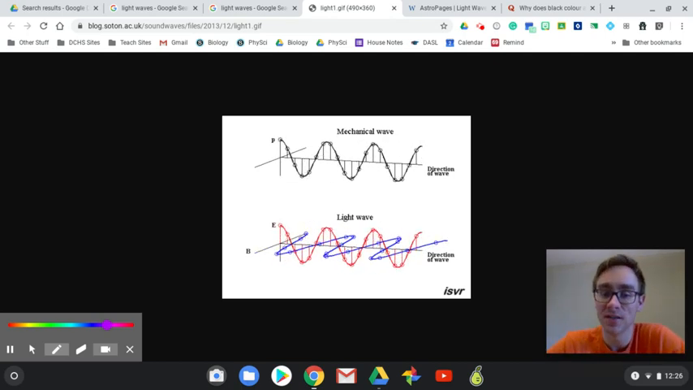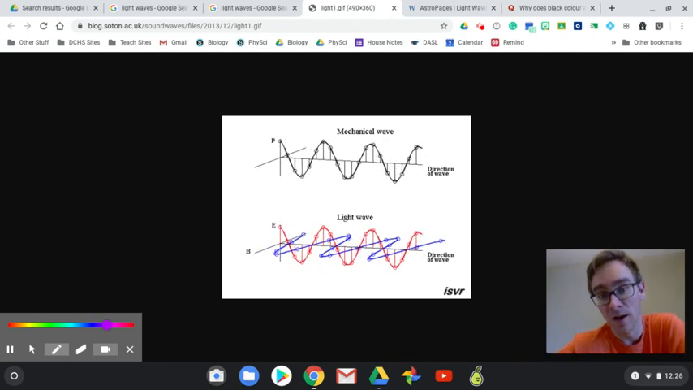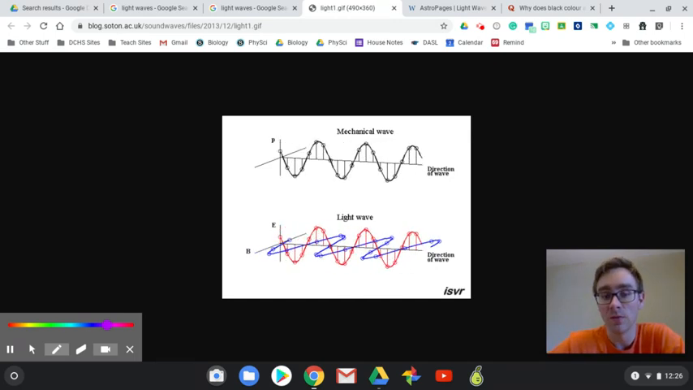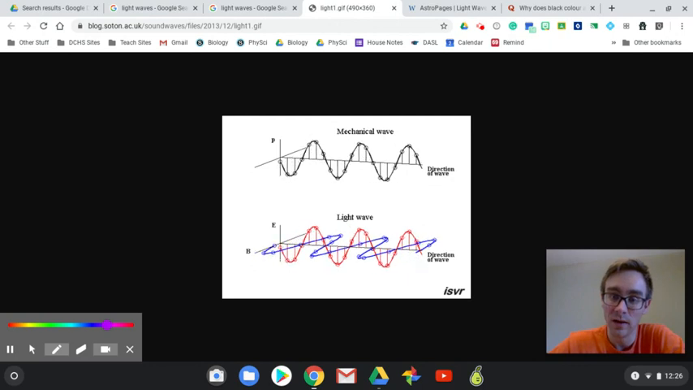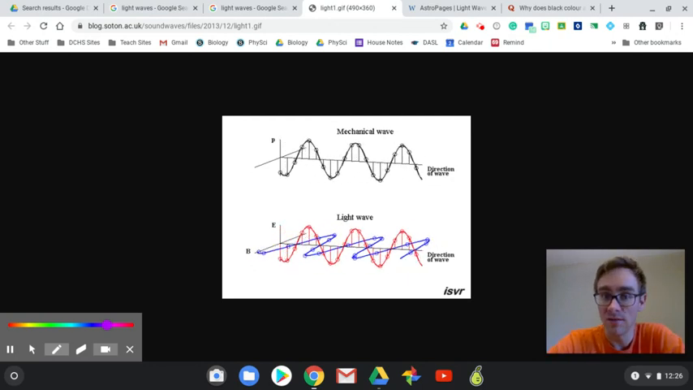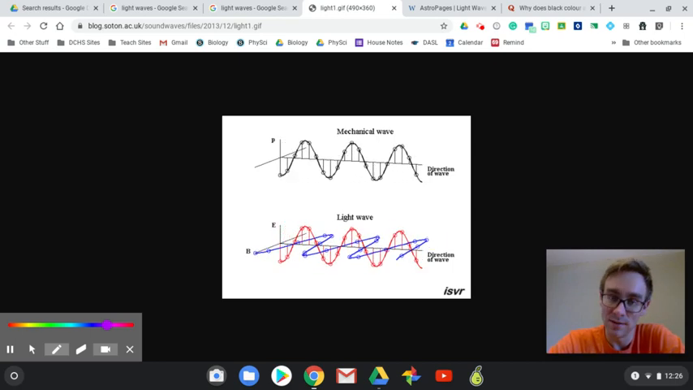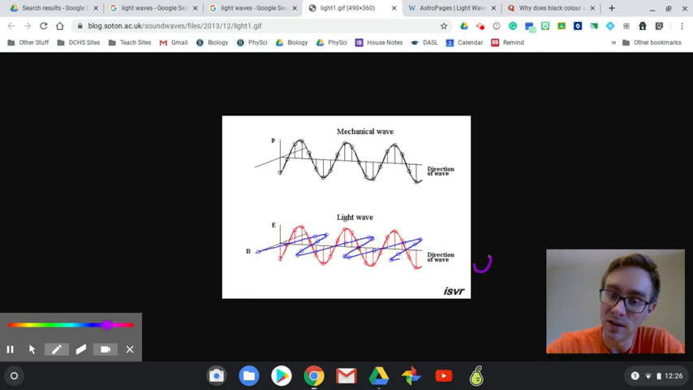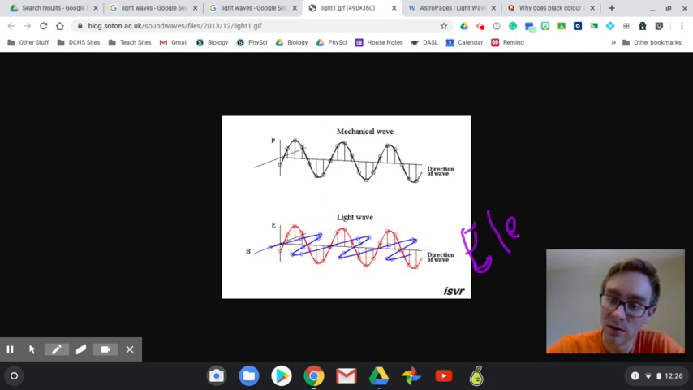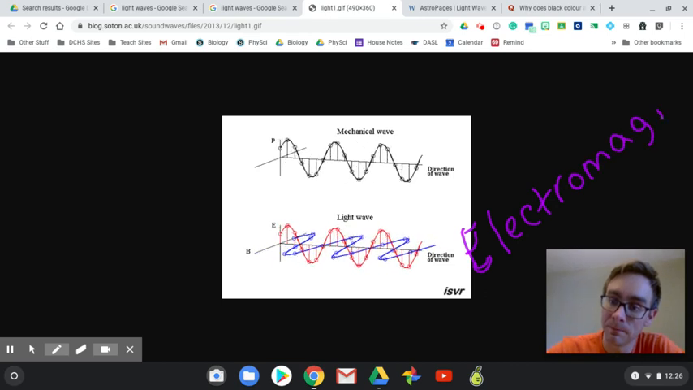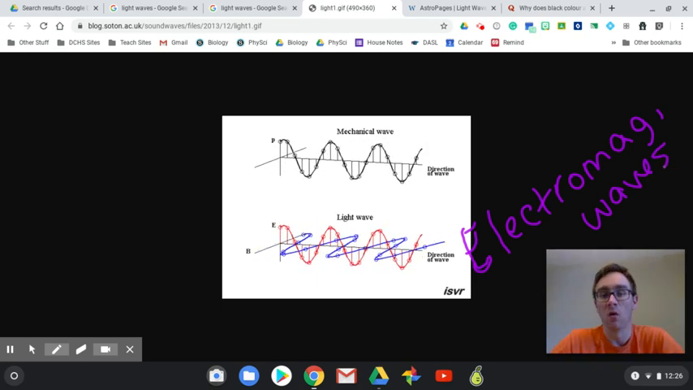That's some pretty advanced physics, but compared to everything we've done so far, which has been mechanical waves, light waves are what we call electromagnetic waves. The red wave represents the electric wave, and the blue one represents the magnetic wave. Not that you need to know the difference between them, but just to give you an idea of what we're talking about here. These are electromagnetic waves. I'm going to have to abbreviate here. All right, electromagnetic waves. What does that mean?